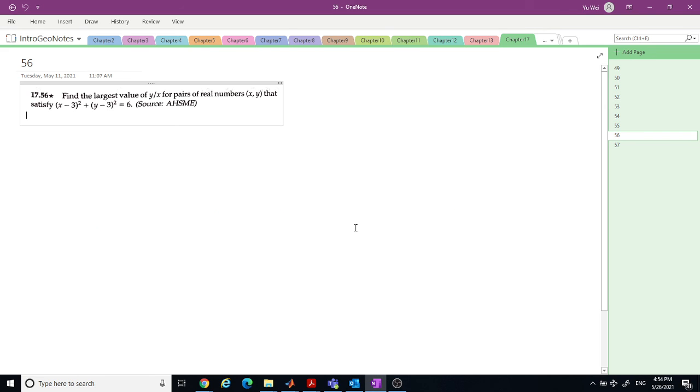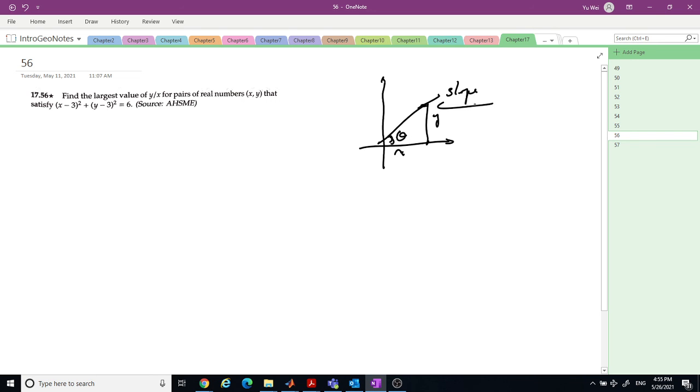So we want to find the largest value of y over x. The y over x is a tangent, right? For any real point, y over x is the tangent of theta, which is the slope of the line, right? So let's see what this problem is.